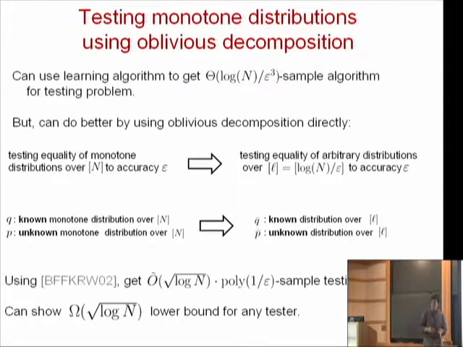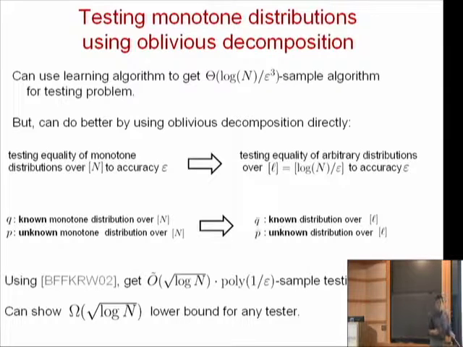You have an unknown distribution P, but it's promised to be monotone over the endpoints. Again, you have the bucket decomposition. The flattened guy is an unknown distribution, not promised to be monotone, but it's over a much smaller domain, right? So now you're just going to solve this testing problem. You have a known distribution, could be anything. Unknown distribution could be anything, but they're over small domains.